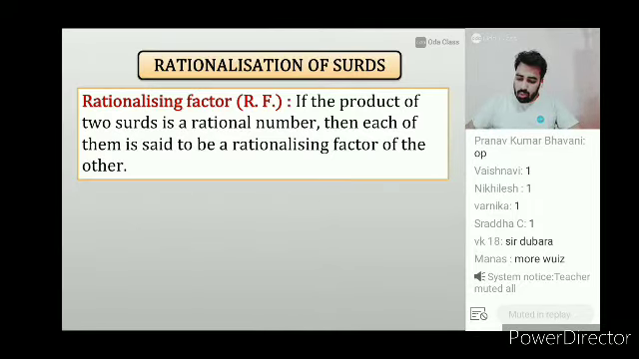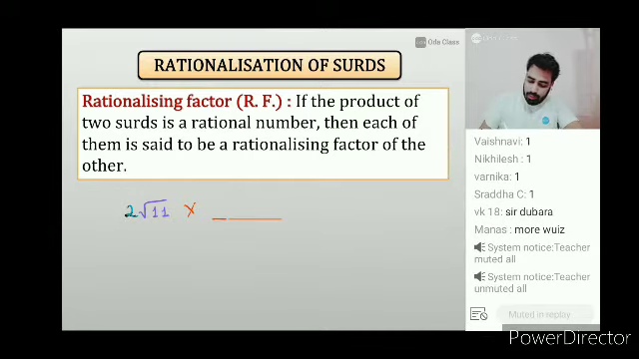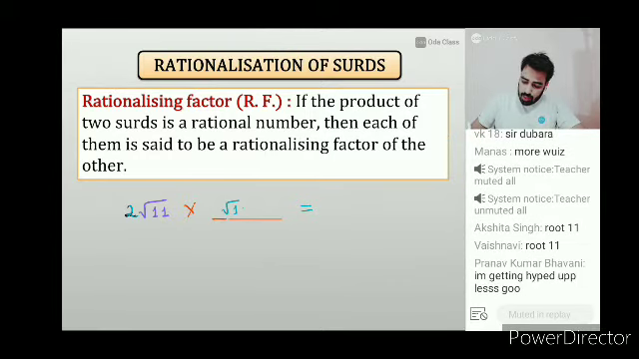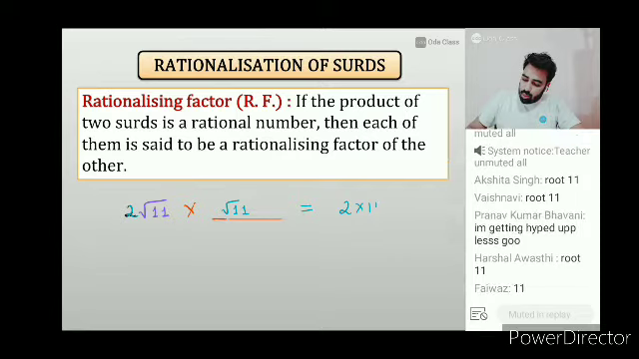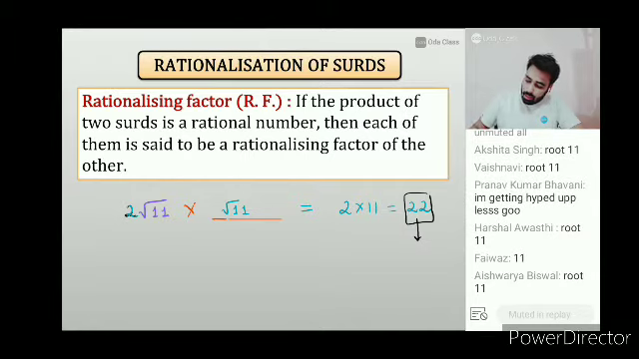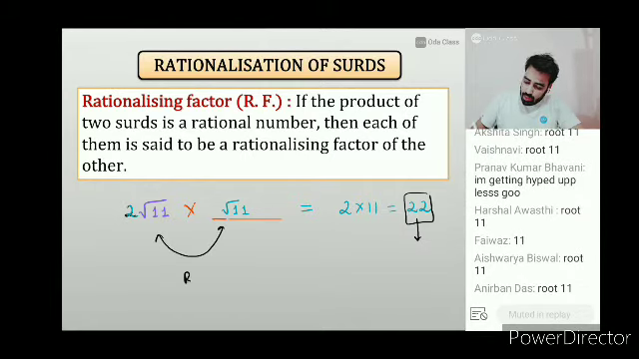Those who are writing definitions, no need to write them. You can download the courseware and understand at the end. Suppose I have a number like this, root 11. What should I multiply with 2 root 11 so that the final product is a rational number? Help me everyone. Yes sir, you can multiply with root 11. So this will become 2 into 11, that is 22. Now I can see that this 22 is a rational number. So these two numbers are rationalizing factors of each other.